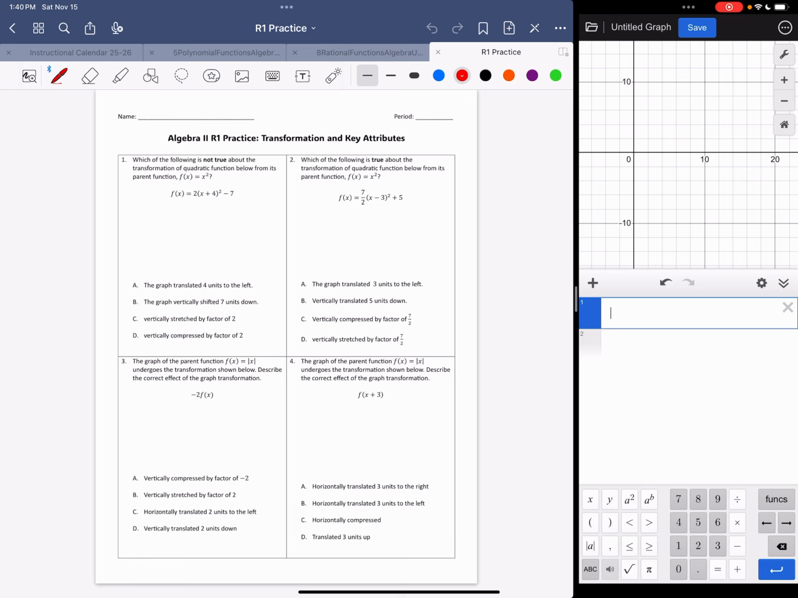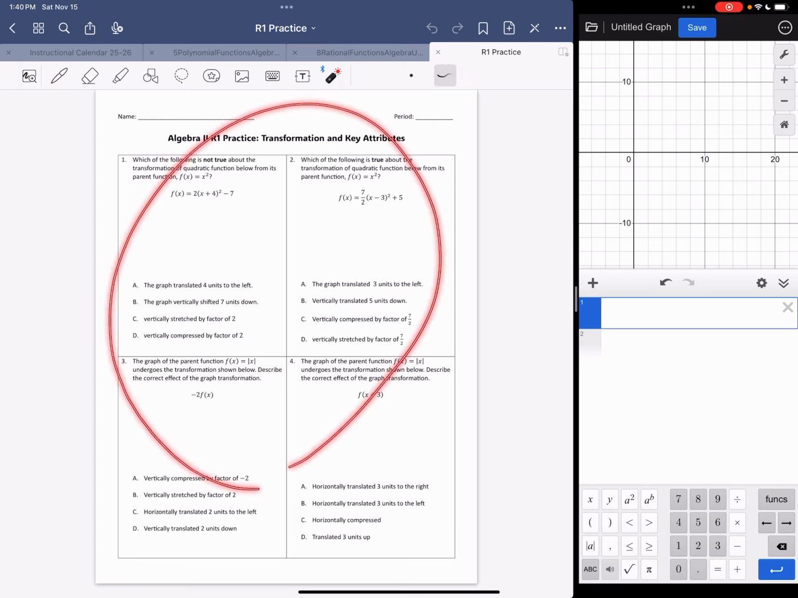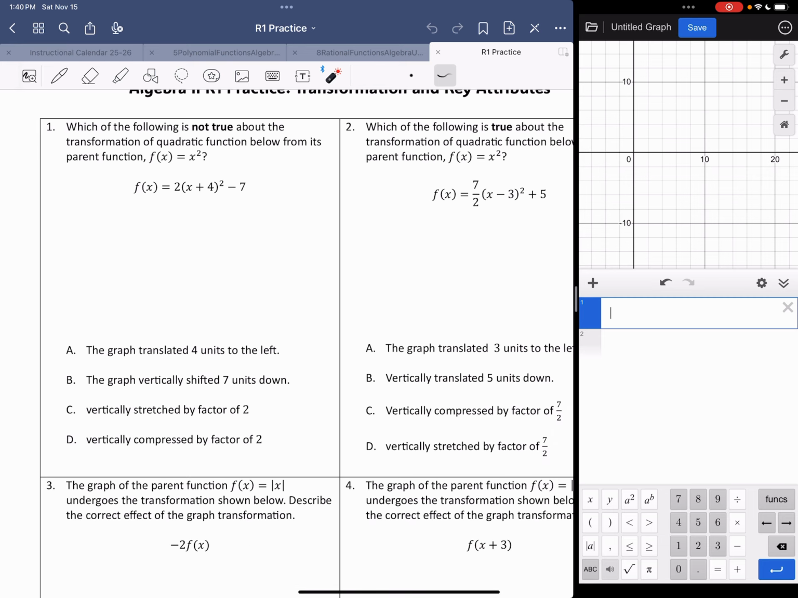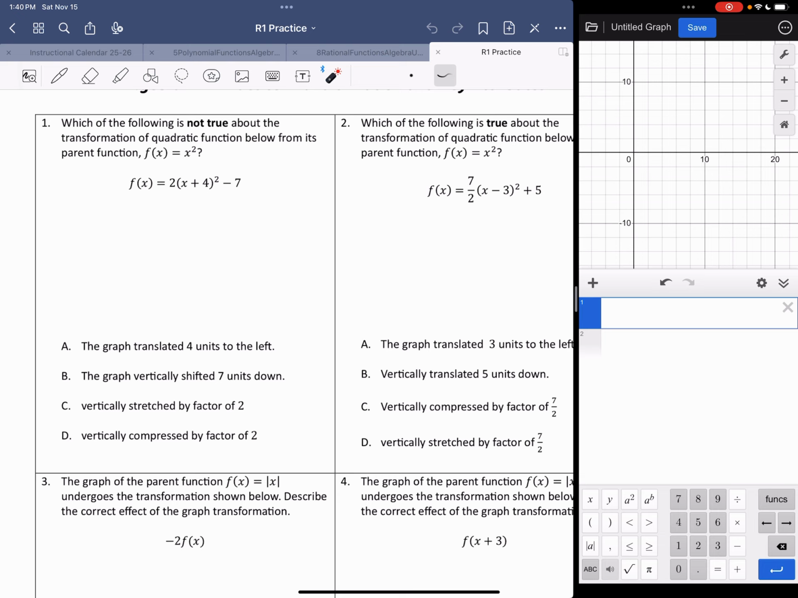And this time we are going to go over this review about transformations. I'm going to break this down into three different videos. And in the first video, I'm going to go over graph transformation.